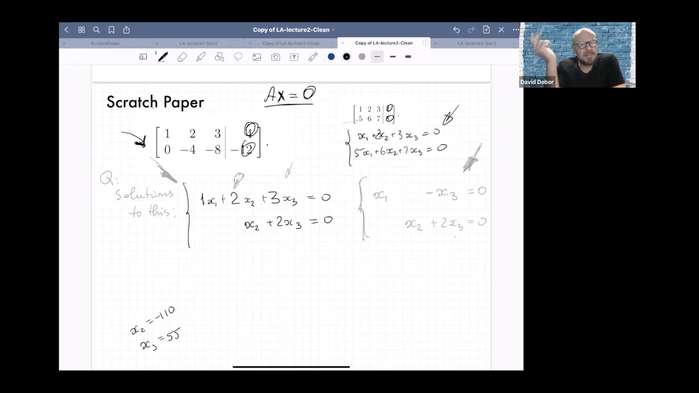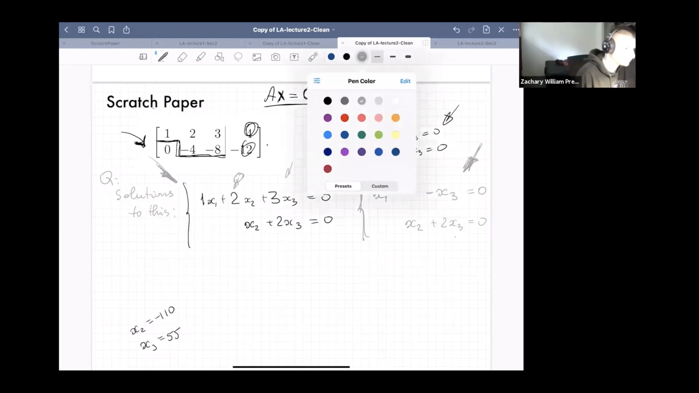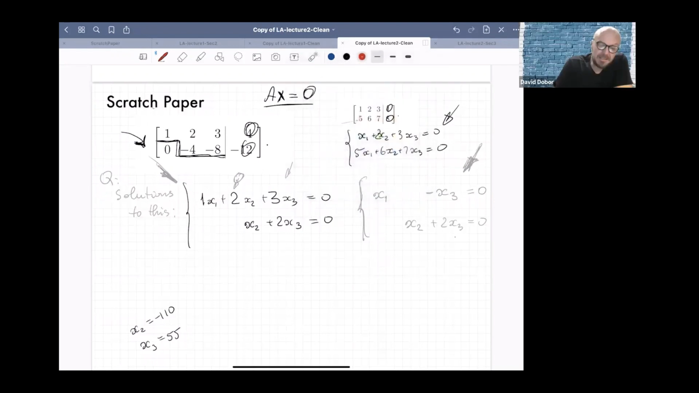So notice that I've picked x3. Which one is the free variable, for those of you who remember what I said a few minutes ago in this row? This is the echelon form, right? So which ones are the pivots? Which ones are the free ones? Which one was the pivot? You said x3 was the free one? Yes, x3 was the free one.